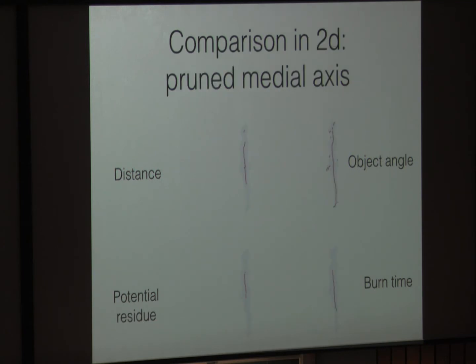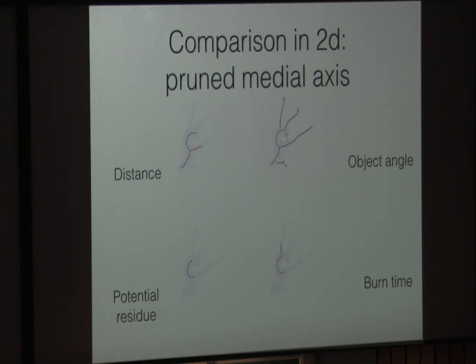If you look at pruning in 2D, it becomes even more stark. So potential residue for the right values does stay connected. There's a little bit of noise here. Burn time will always stay connected. If you threshold, you get a nice representation. Okay. Still good?